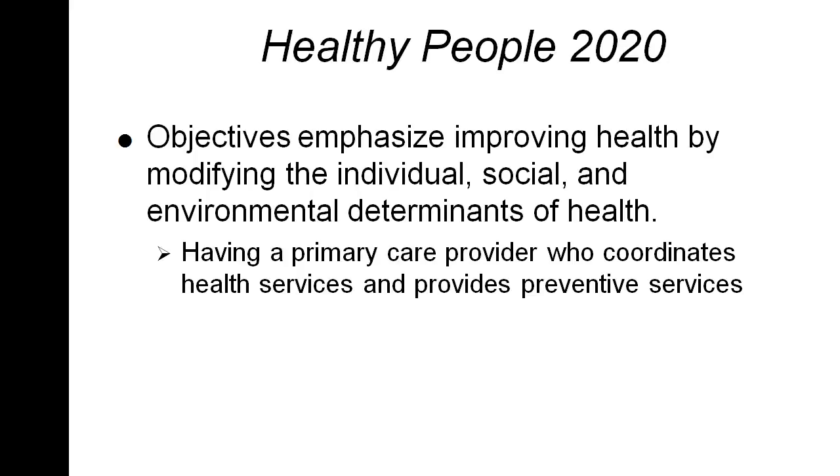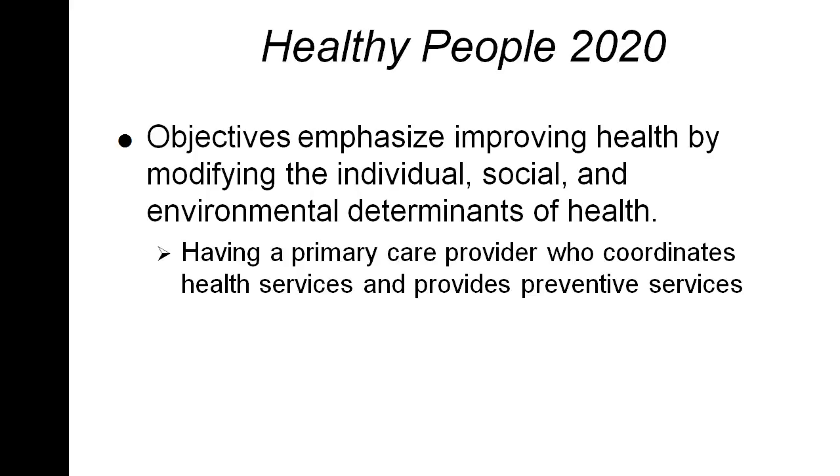So Healthy People 2020, the objectives emphasize improving health by modifying the individual, social, and environmental determinants of health. Vulnerable populations will always be a big part of Healthy People. I guess we're going to start talking about 2040 soon. Having a primary care provider who coordinates health services and provides preventative services is part of the patient-centered medical home.